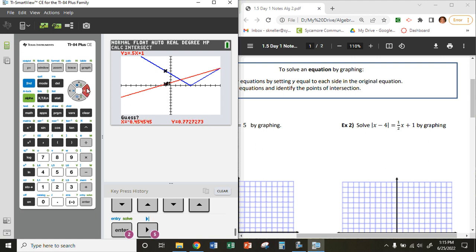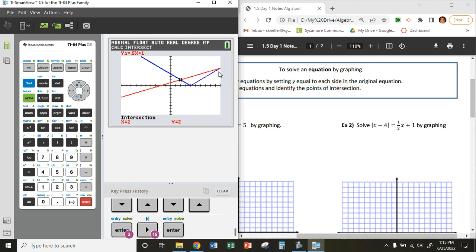Now this time I want to guess, and since I have 2 intersections, I want to be close to that first spot where they intersect. So I'm going to move the cursor a little bit closer to there and then hit enter. There we go. 2, 2 is going to be that intersection. But again, to solve this equation, we were solving for x. So one of our answers is going to be x equals 2.